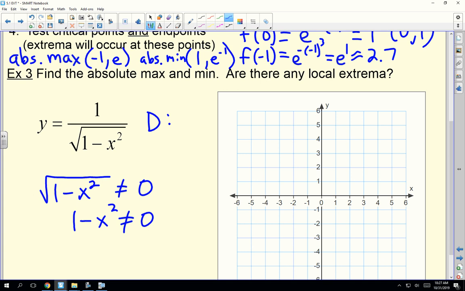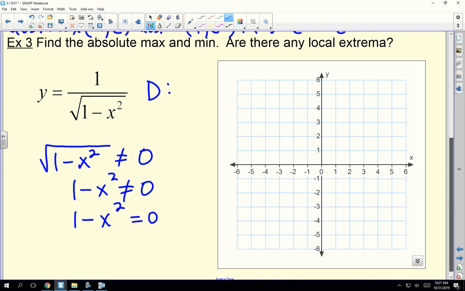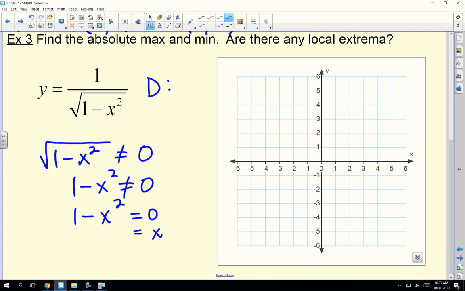So what does x equal? We have 1 minus x squared equals 0. Let's write it that way. x squared would equal 1. What does x equal? Plus or minus 1. You probably could eyeball that. So when I go to graph this, my domain will be such that x cannot be plus or minus 1.